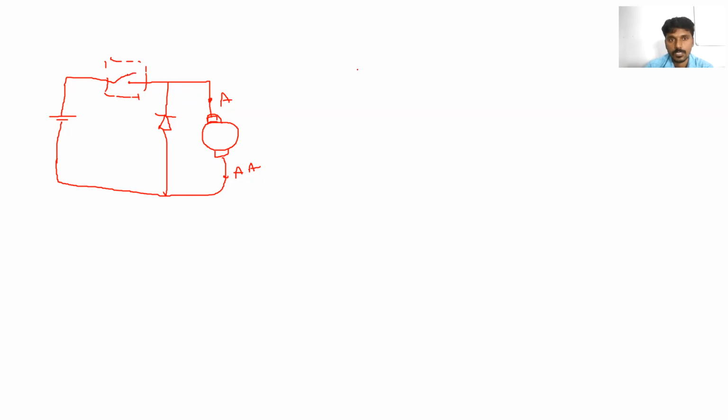Okay. So here the supply voltage is DC, constant DC. So here, this is the supply voltage, constant. Screen is visible? Yes, sir. Okay, this is the DC supply voltage, constant.